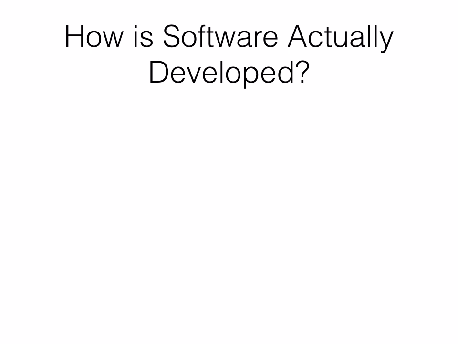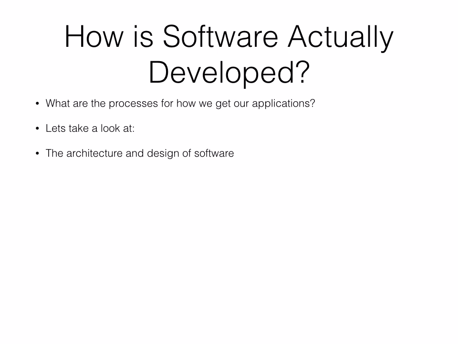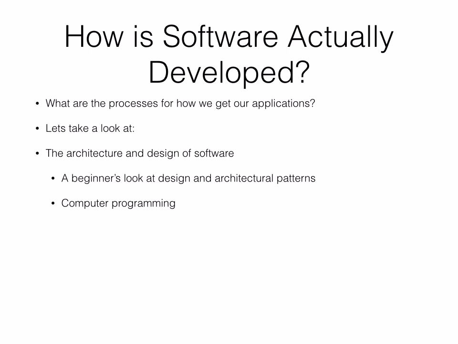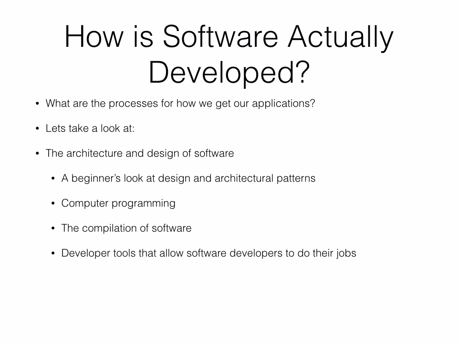So let's get into the nuts and bolts a bit of how software is actually developed. How is it actually developed? What are the processes for how we get our applications? What are people doing to make all this cool stuff happen? So let's take a look at a few things. Let's take a look at the architecture and design of software and give you a beginner's look at design and architectural patterns. Let's take a look at computer programming, how software is compiled, what that means, developer tools that enable software developers to do their jobs.